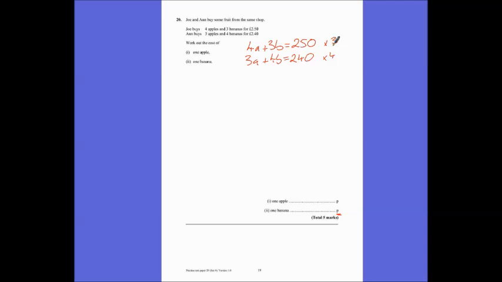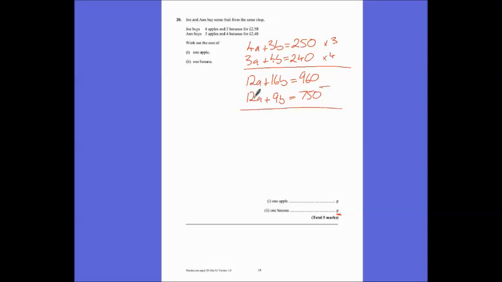12 apples in each. This one would end up being the biggest one, so I'm going to do this one first, okay? So if I multiply this one first, I'd end up with 12 A's plus 16 B's equal 960. I'm then going to do this one, so times that by 3, I get 12 apples plus 9 bananas equals 750 pence.